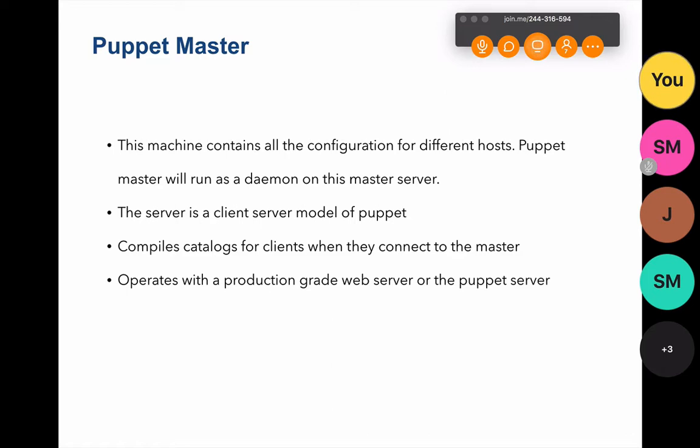Okay, when that scheduling is done, the time has come, the master will ask for all the information from the node. It will take all the information, compile it based on the file, and create a catalog. Catalog is nothing but the catalog file. That compiled catalog is given back to the host machine, the client machine, the node machine. That node machine now reads the catalog and does it on its own. So Puppet Master compiles the catalog for clients when they connect to the master, and then operates on a production grade web server or a Puppet server. So that's fine.